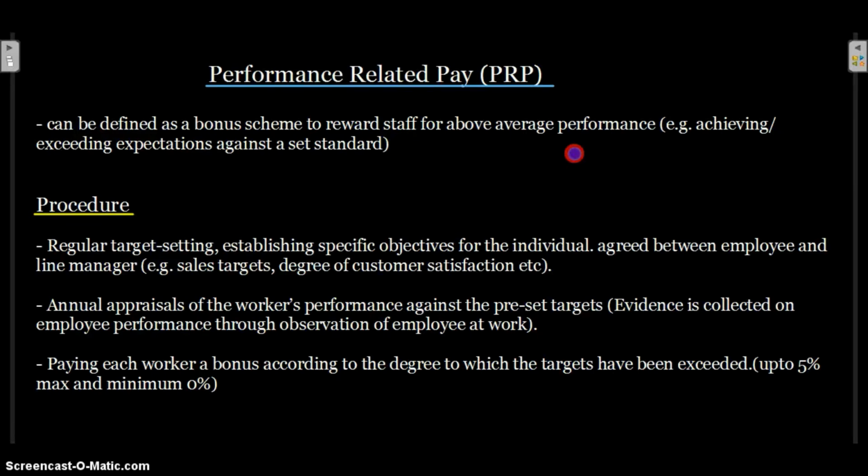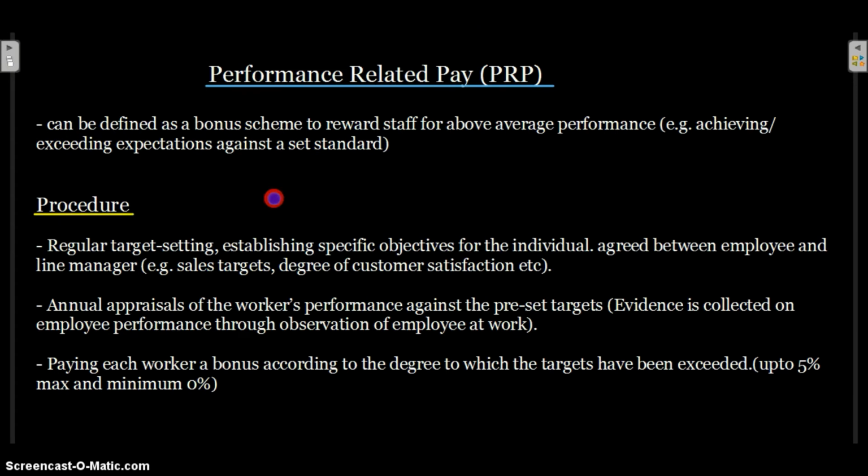Financial motivators, that's the proper name for that. These payment methods that are used as reward instead of salaries or basic wages are basically financial motivators. So if you have above average performance, like you have exceeded your expectations against a set standard, you will be rewarded for that effort. So that's basically performance related pay.